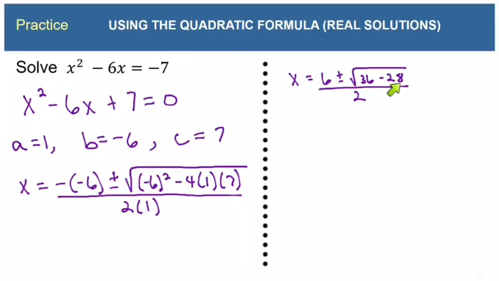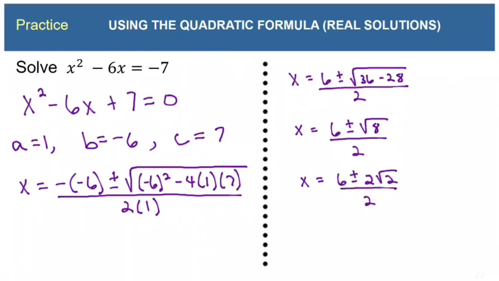Now 36 minus 28 is going to be 8. And so we have 6 plus or minus square root of 8 all over 2. 8 is 4 times 2, so this reduces to 2 square root of 2. And now notice that 6 and 2 can all be divided by 2. So that's going to leave us with 3 plus or minus 1 square root of 2 all over 1. And of course we don't need to write those ones because this one is a coefficient and this one is a denominator.